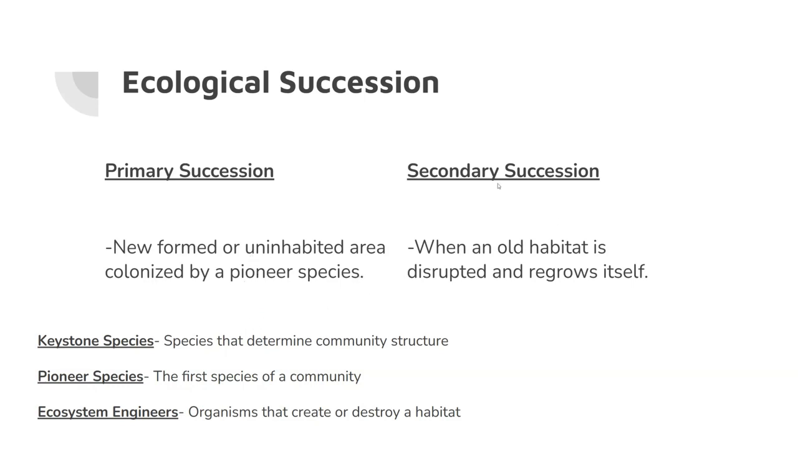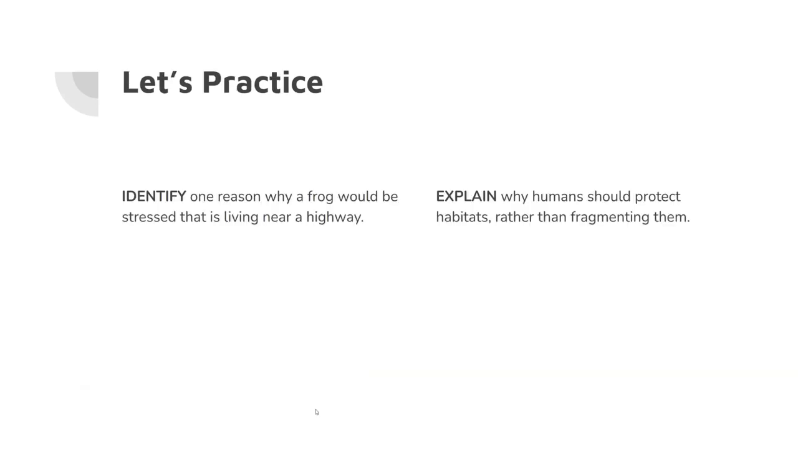Next up is secondary succession. Secondary succession is when an old habitat is disrupted and regrows itself. And generally, it needs an ecosystem engineer, which is like a beaver, to reorganize this habitat. And an ecosystem engineer is an organism that creates or destroys a habitat.